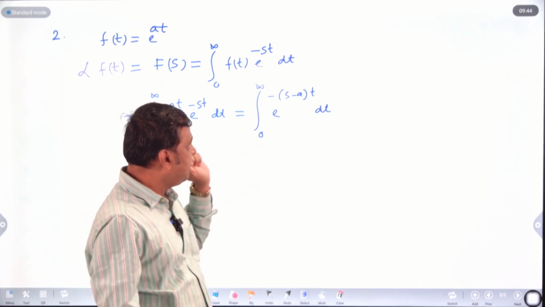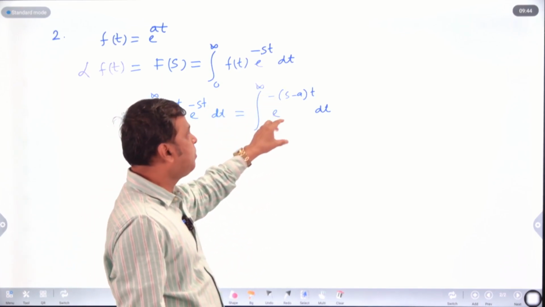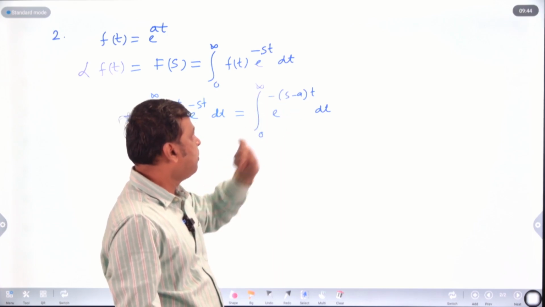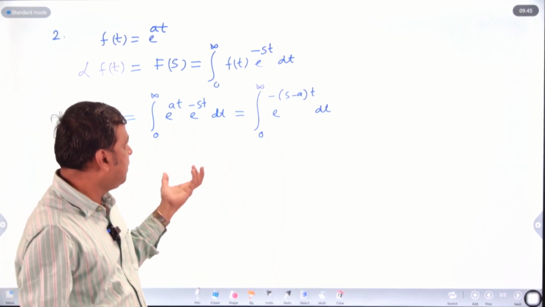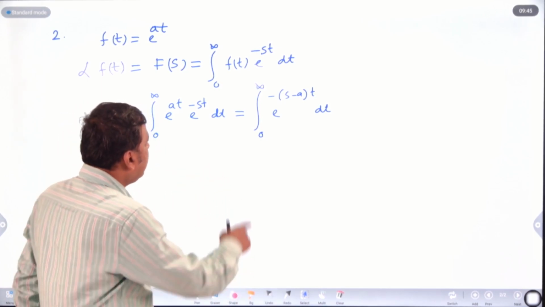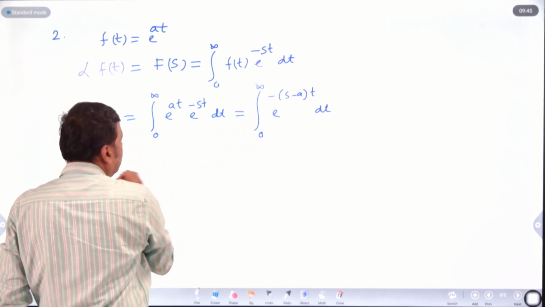So keeping in mind this term, e to the power minus something, so that when you put the limit, you will get the value. So that's why, and how to integrate this value.